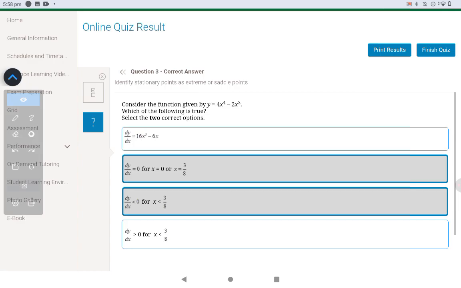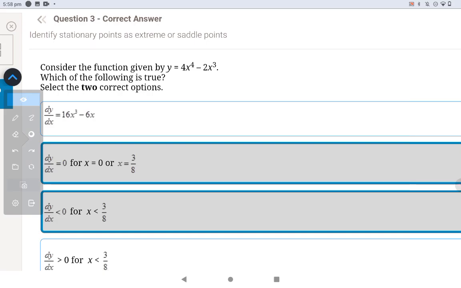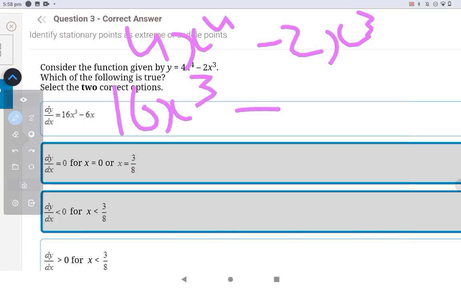Consider the function given by y is equal to 4x^4 minus 2x cubed. Which of the following is true? Select the two correct options. Okay, so first we have to find the derivative. We always find the derivative. So 4x^4 minus 2x cubed: 4 times 4 is 16x cubed, minus 2 times 3, 6x squared.